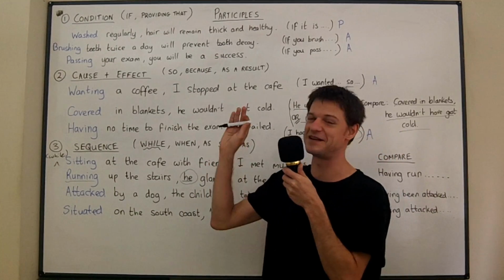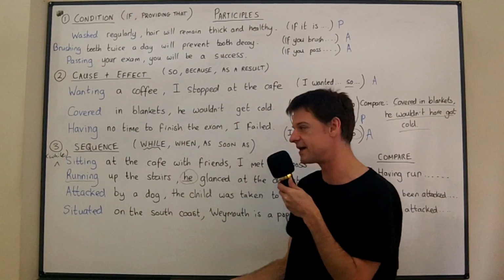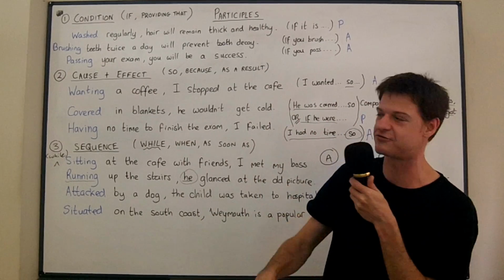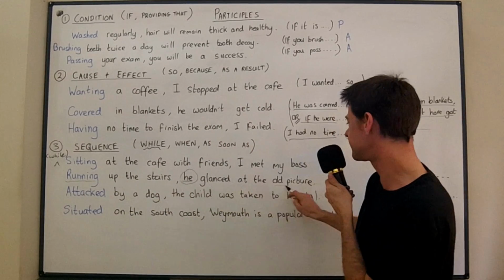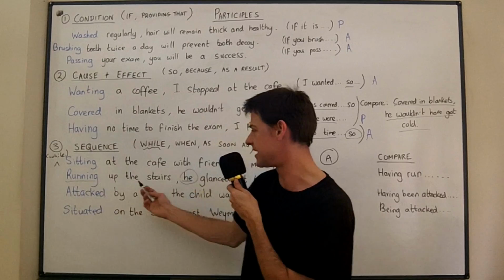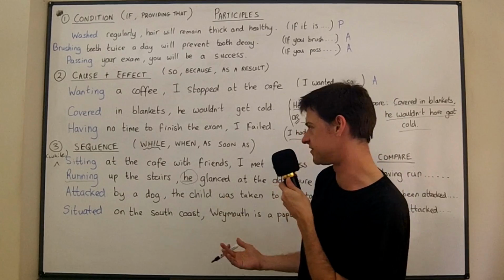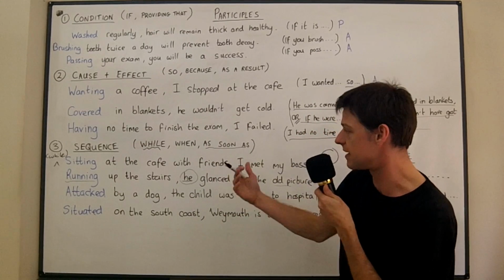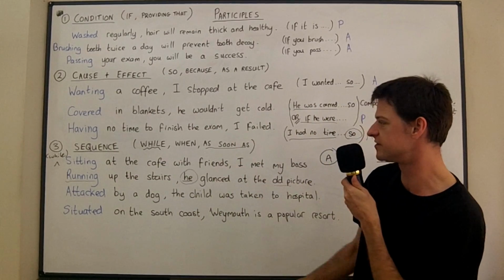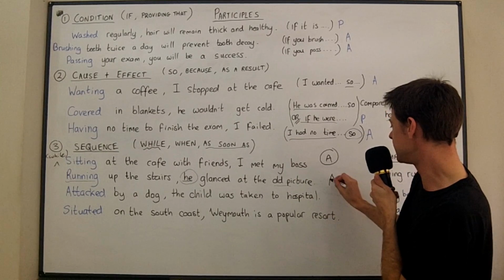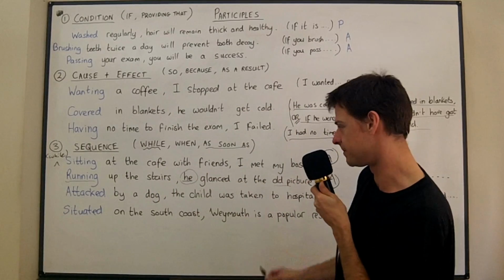I did it in one of my videos. I think I put eating ice cream, my mobile rang. That's wrong. That's a dangling modifier. My mobile is not eating ice cream. So be careful. So here, running up the stairs he glanced at the old picture, it could mean while running up the stairs he glanced at the old picture, or it could mean when running up the stairs or as soon as he ran up the stairs he glanced at the old picture, in which case first he ran and then he glanced. So this one is ambiguous, but it's also active. He was running up the stairs. It's active, it's not passive.